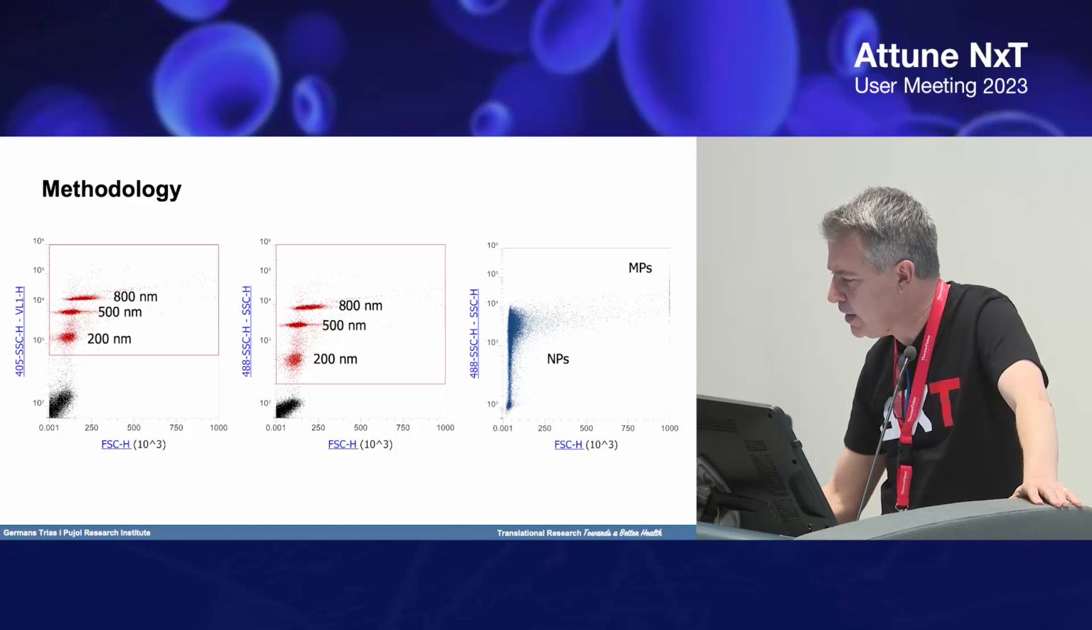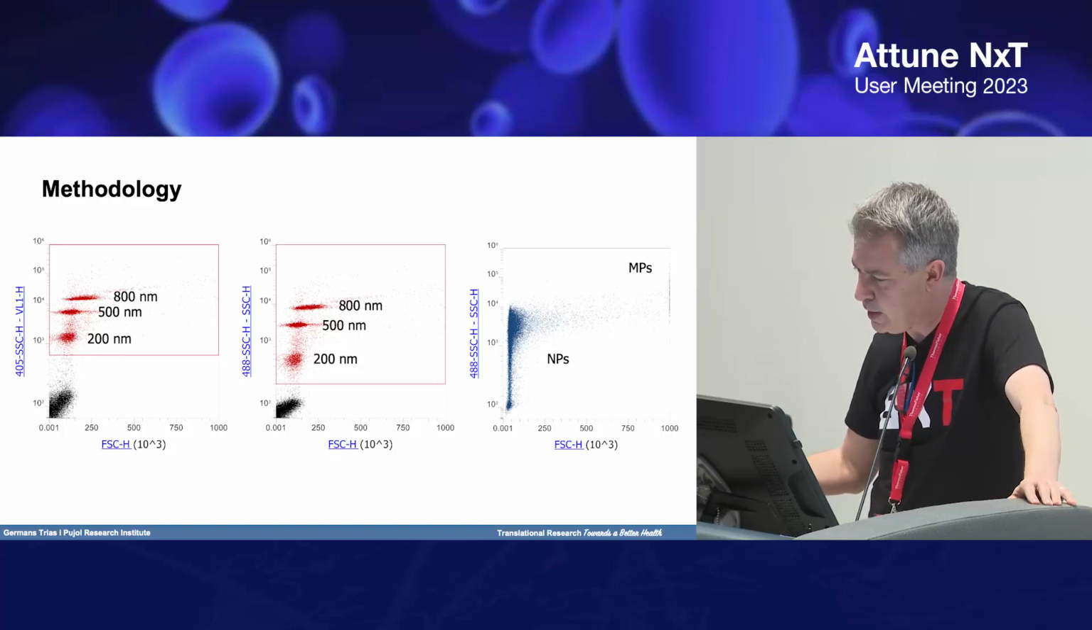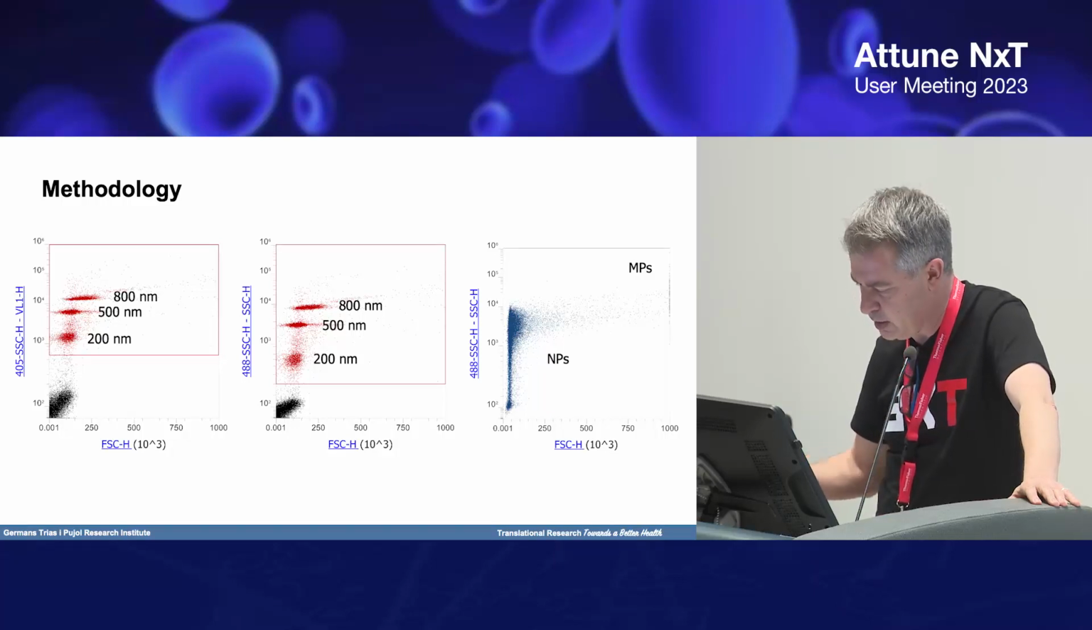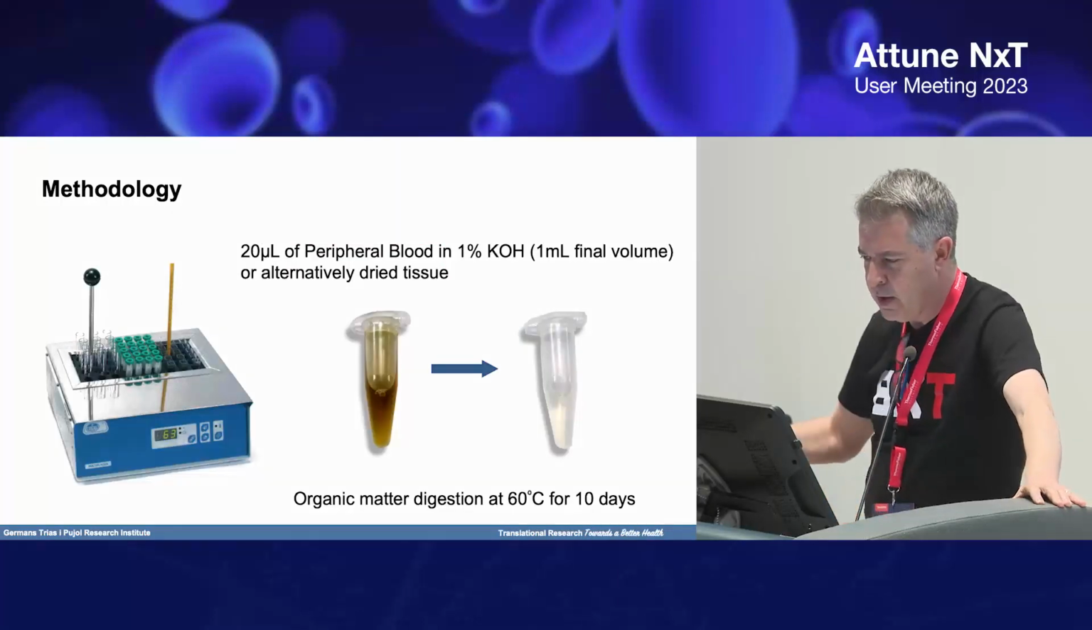Here we can identify the microplastic population, which is a very small fraction when we compare, in absolute numbers, the proportion of microplastics versus nanoplastics in the different samples that we have studied.